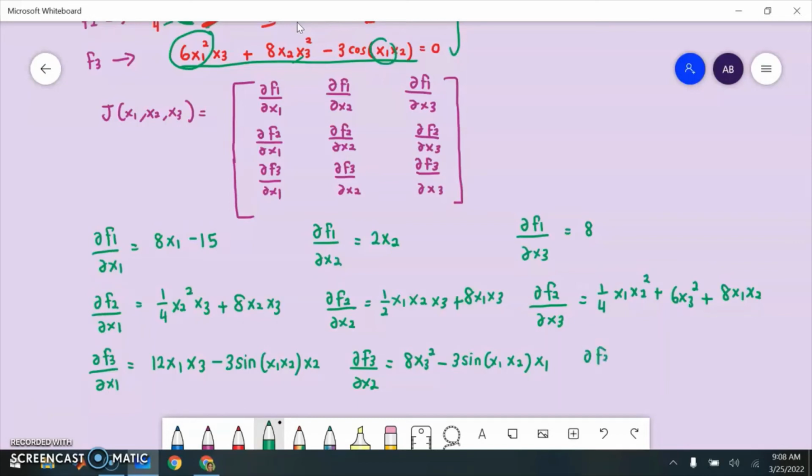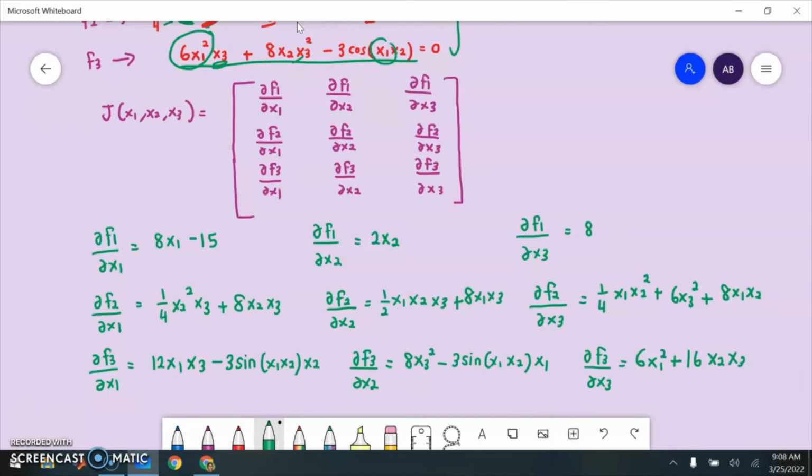Lastly, third function with respect to x3. Okay, so we have here, that will give me 6x1 squared, not x2. 6x1 squared for this part. And this one, x3 squared. There's a power 2 here. So 2 times 8 will be 16 x2 x3. Am I correct?